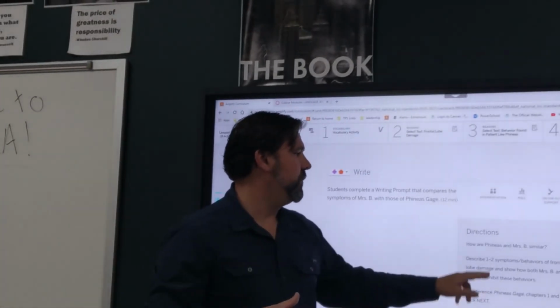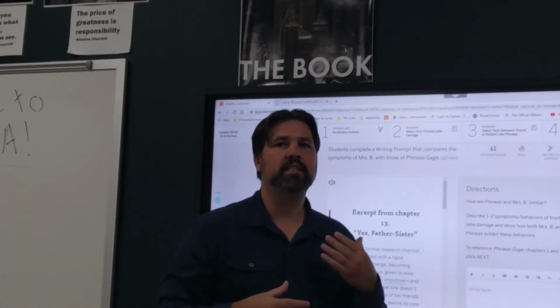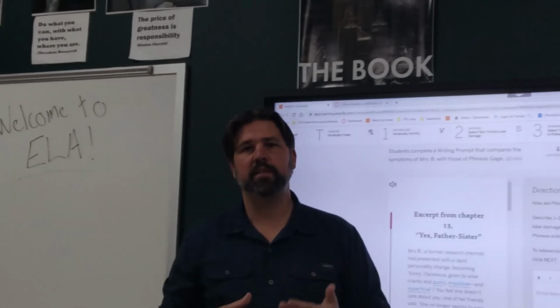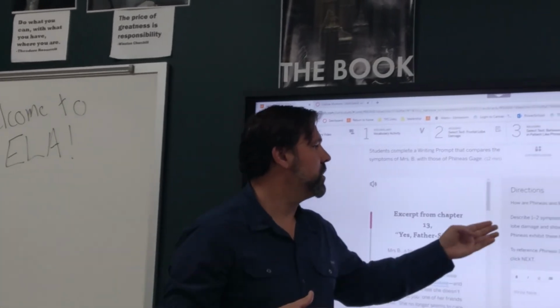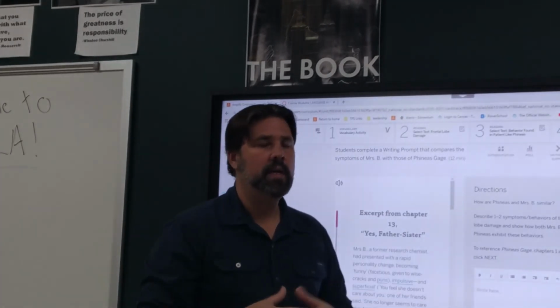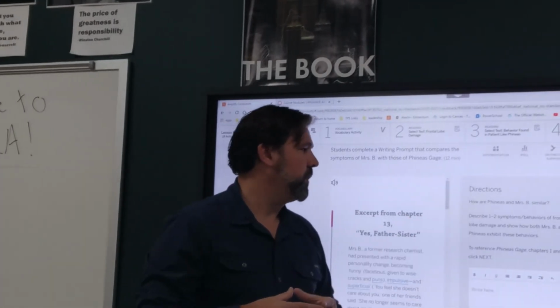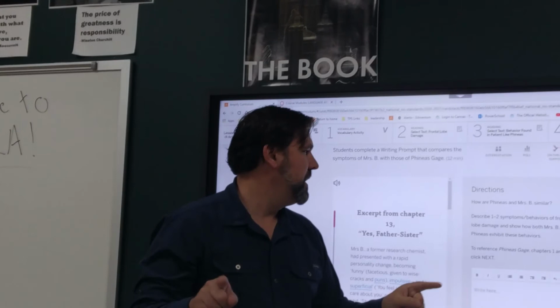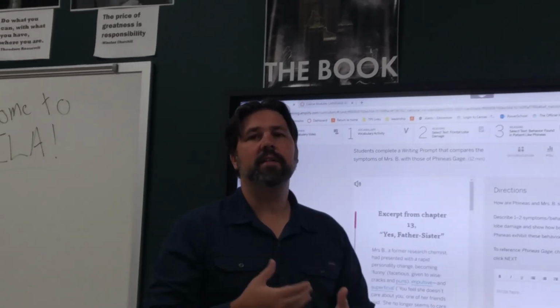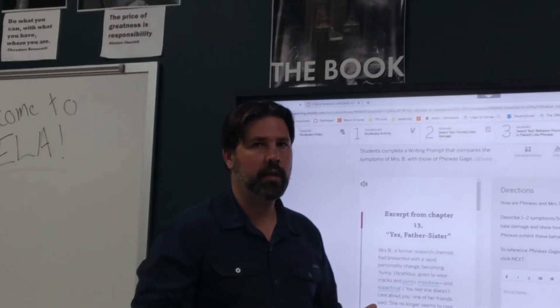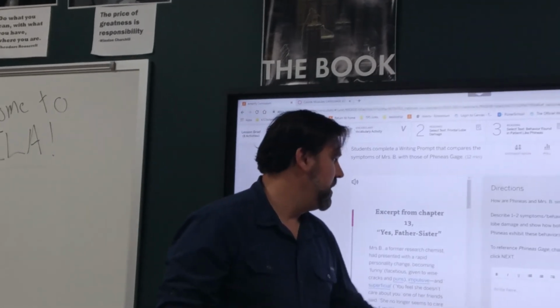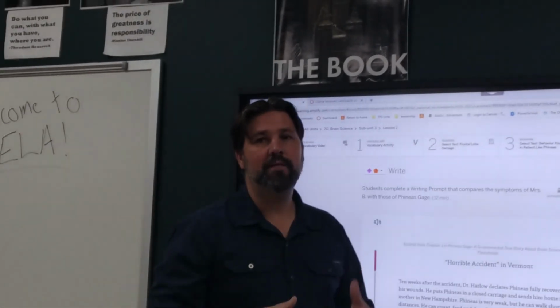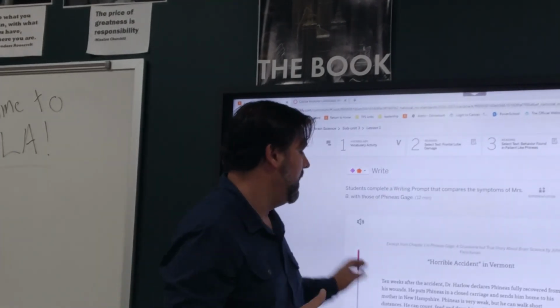All you have to do is explain how Phineas and Mrs. B are similar, okay? In 180 words, talk about 1 or 2 symptoms and behaviors of frontal lobe damage and show how both of them have it. And make sure that you find evidence in the text to support your theory. That's it. Here's the information for Mrs. B on the first card. If you click on the second card, I believe it will have the information from Phineas Gage, okay?